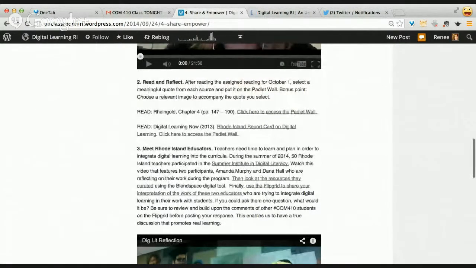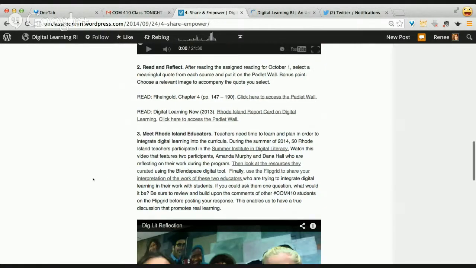Okay, next up, this is a really big step in the campaign development process. Teachers need time to learn and plan in order to integrate digital learning into the curricula. So during the summer of 2014, 50 Rhode Island teachers participated in the Summer Institute in Digital Literacy. That was a staff development program that I ran with my colleague Julie Quiro, who's in the School of Education at URI. Watch this video that features two participants, Amanda Murphy and Dana Hall. You can see that video right there.